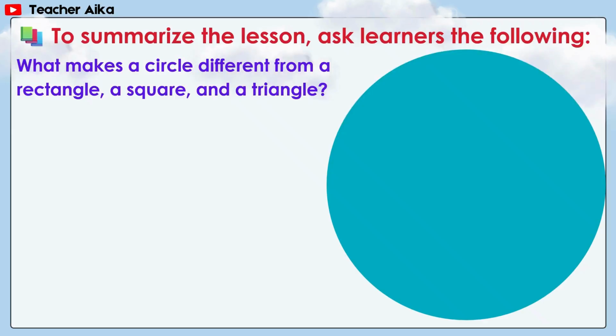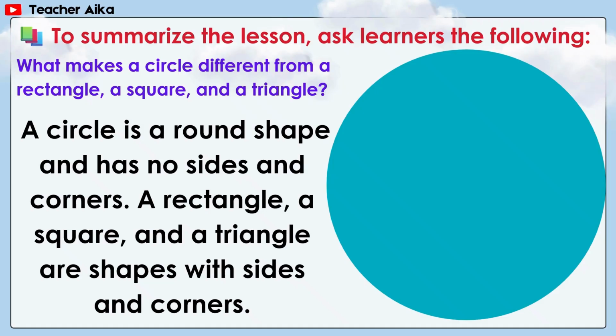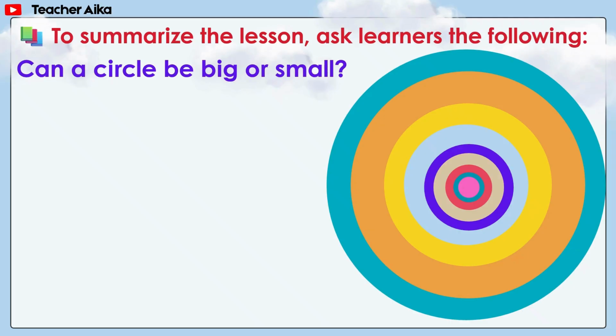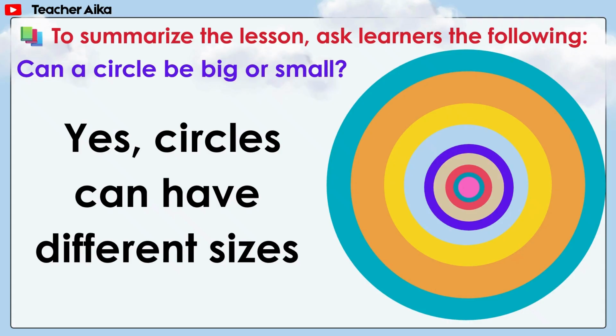To summarize the lesson, ask learners the following. What makes a circle different from a rectangle, a square, and a triangle? Answer. A circle is a round shape and has no sides and corners. A rectangle, a square, and a triangle are shapes with sides and corners. Can a circle be big or small? Answer. Yes, circles can have different sizes.